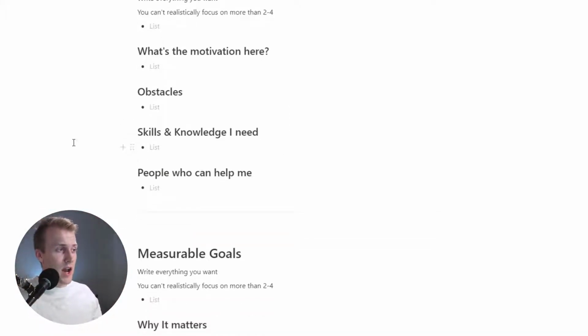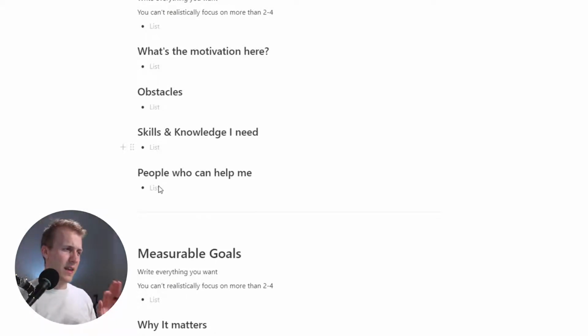Skills and knowledge I need. So now you're thinking, okay, here are the roadblocks, here are the walls that we have to climb over. What ladder, tool, rope, shovels do I need to get over or under or around the wall? And this comes in the forms of skills, knowledge, education, and then the next one, people that can help me.